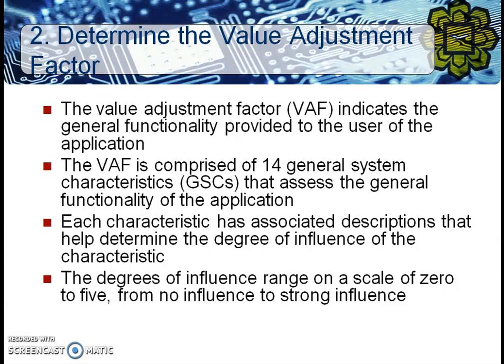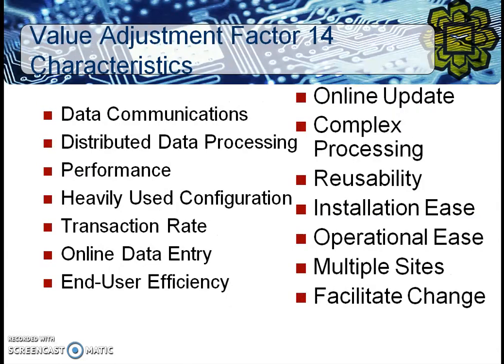So it is comprised of 14 general system characteristics. We're going to look at the characteristics in a later slide. Each characteristic has an associated description that helps to determine its degree of influence. The degrees of influence range on a scale of 0 to 5, from no influence to strong influence. These are the 14 factors that determine the value adjustment factor.